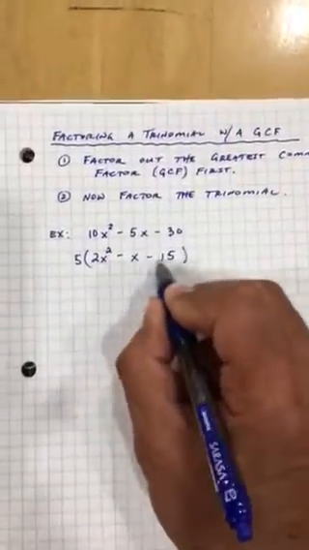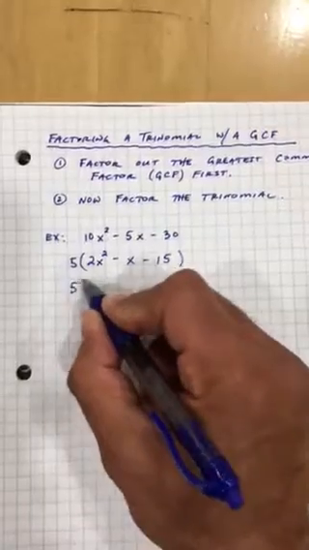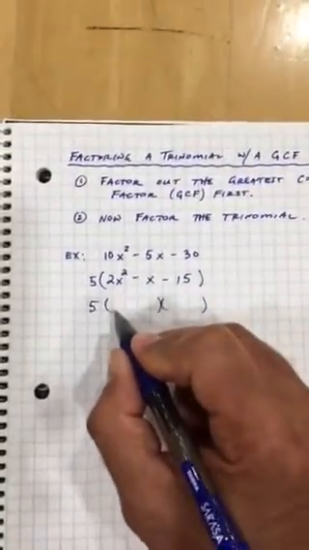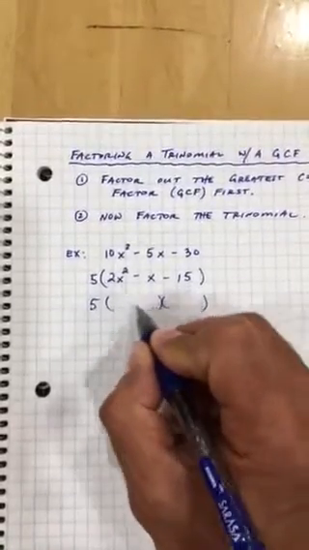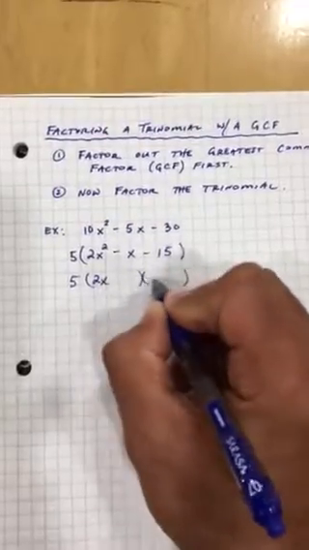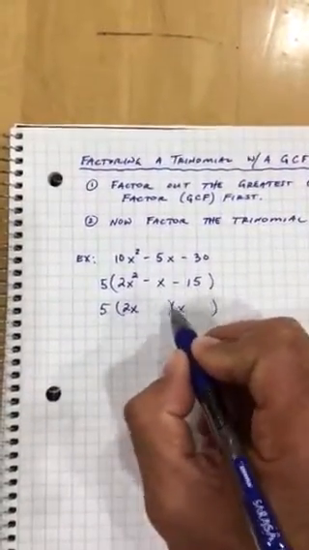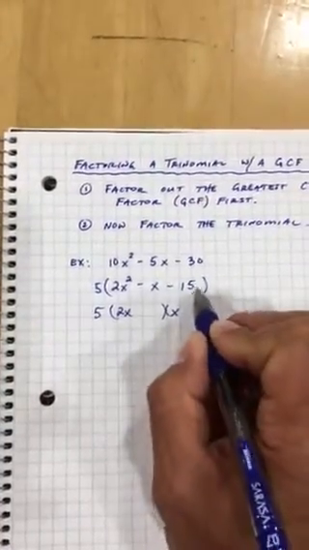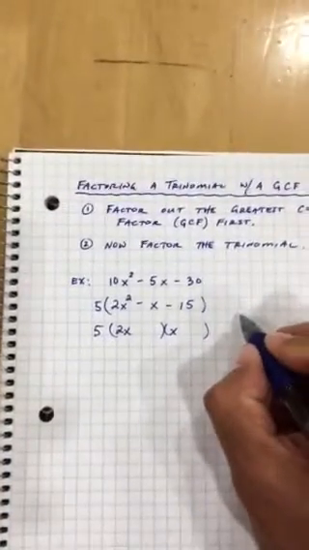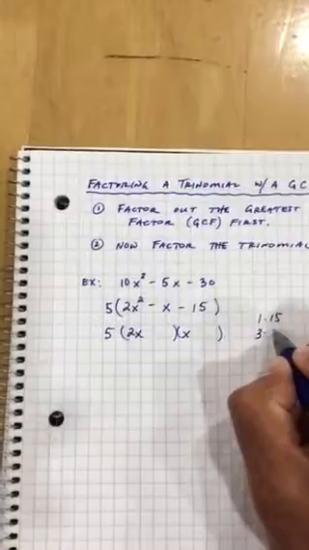Of the trinomial that's left over, I should be able to factor this into two binomials. My first two terms have to multiply to get back to 2x squared. I don't have very many options, so I'm just going to do 2x times x. In the last two positions, those two numbers have to multiply to be negative 15. So my combinations I can use are 1 times 15, 3 times 5.